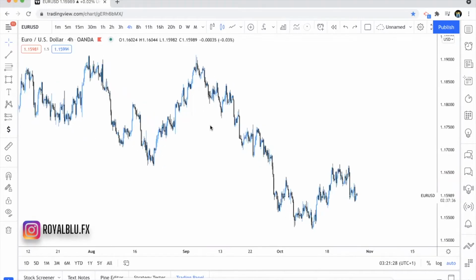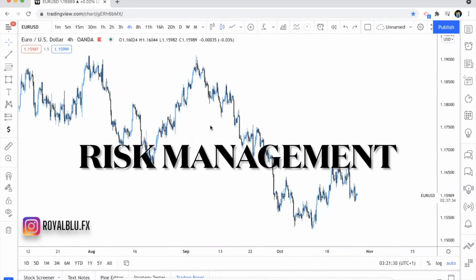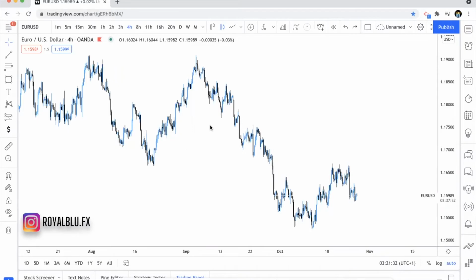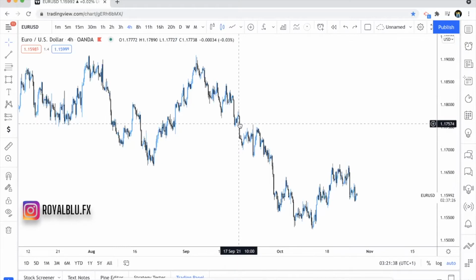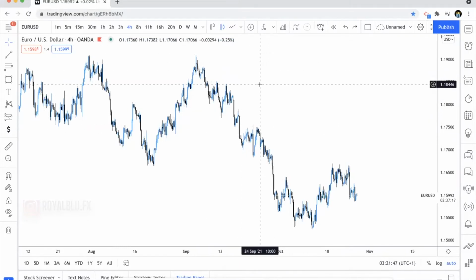Today, we're going to talk about risk management and how to utilize this one little trick of risk management that I've been using for a long time right now. And I'm pretty sure it's going to be very helpful for you too. So without further ado, let's begin.